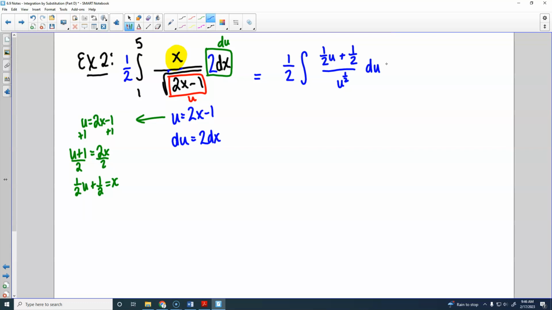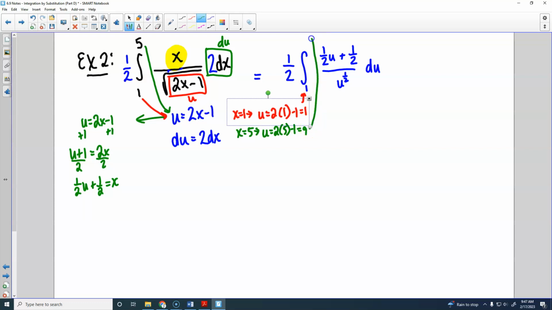The only difference is we are going to take our limits and we're going to plug them into our u. So if x equals 1, then u equals 2 times 1 minus 1, which actually just still equals 1. Right? So our lower limit stays 1. Our upper limit, right here, if we plug that in, if x equals 5, u equals 2 times 5 minus 1, so we get 9. That's going to go up here, so we get 9 right there.